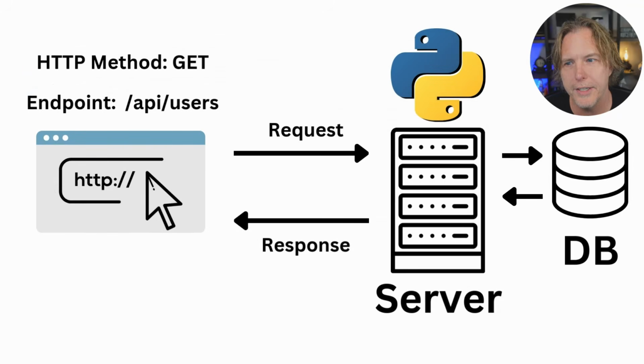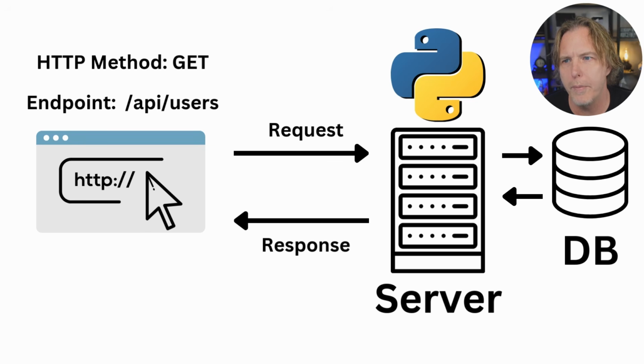Okay, we're looking at the diagram now, and you can see I've got a browser over here on the left, and it's going to request data from an endpoint, and that endpoint is whatever.com/API/users. So it's going to request users data about the users, for example. Just an example, it could be anything, to-dos, posts, whatever.